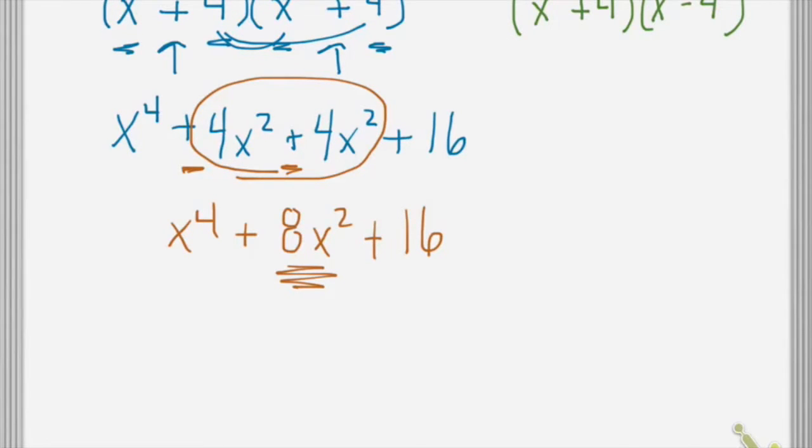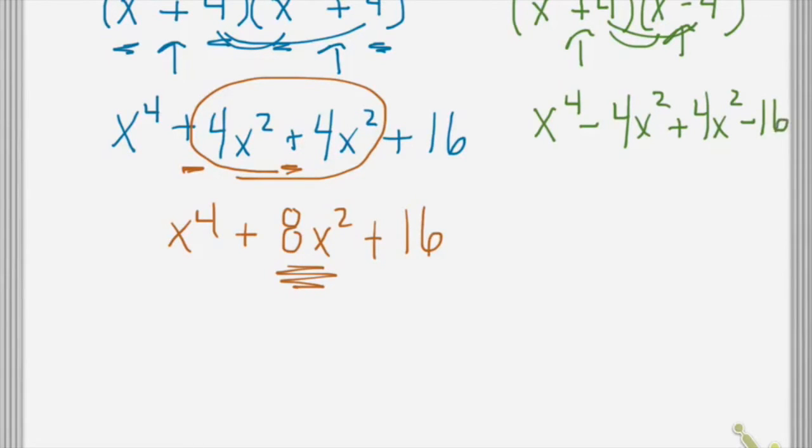Now, if we would have this next one where they are the difference of squares, we have those opposite signs in there, and we FOIL that out, we're going to get x to the fourth for first. Outer is the minus 4x squared. Inner plus 4x squared. And then last, the minus 16. And you can see that those middle terms, because they're opposite like terms, they cancel out. And so you end up with that x to the fourth minus 16.